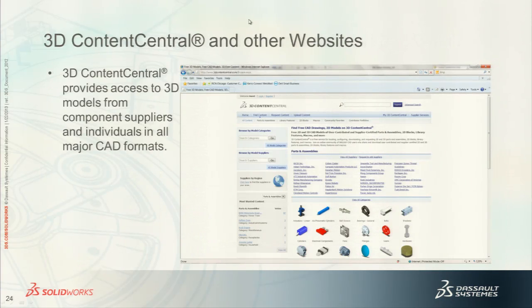Now 3D Content Central is something that I use quite a bit. Also, there are a lot of companies that have supporting hardware. I use 3D Content Central to find mold bases when I do have to design a mold. There are a number of companies like DME, PCS that do contribute 3D models to 3D Content Central, and it makes your job a lot easier.